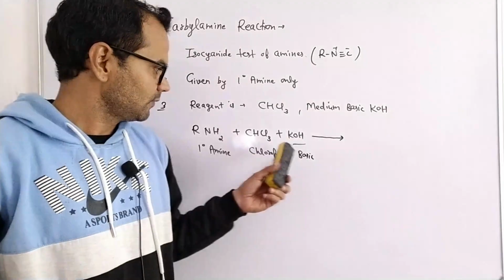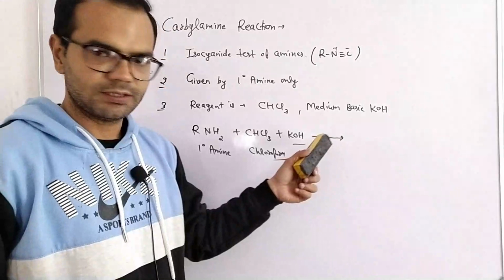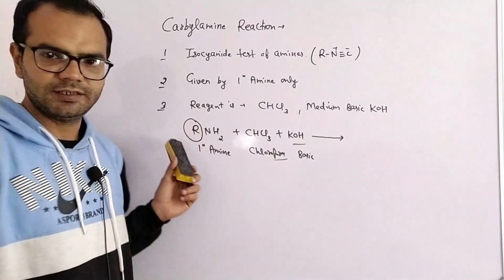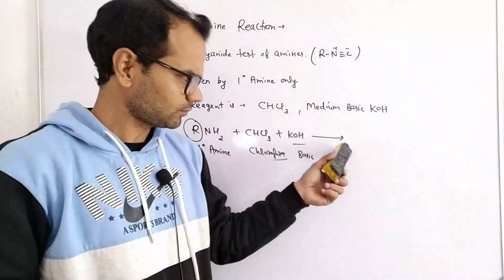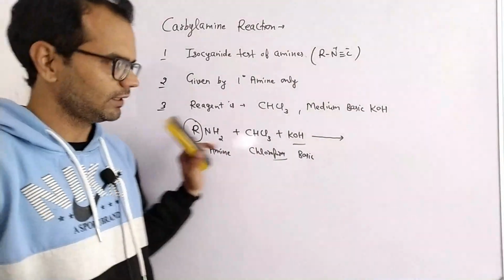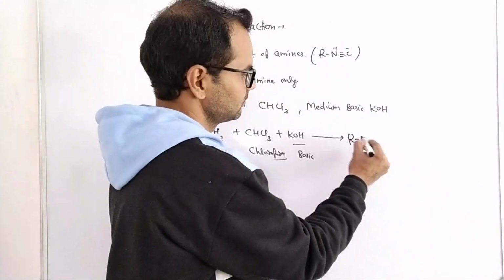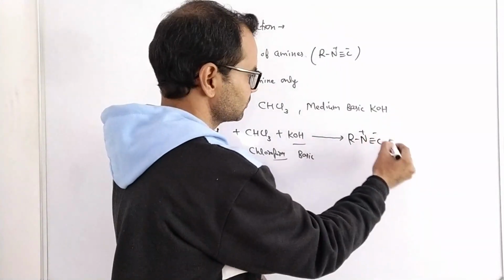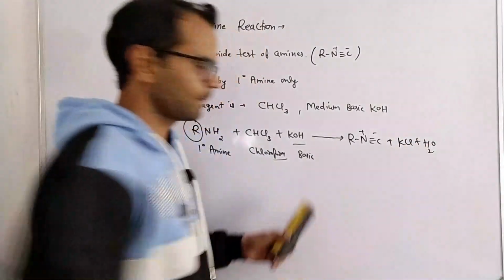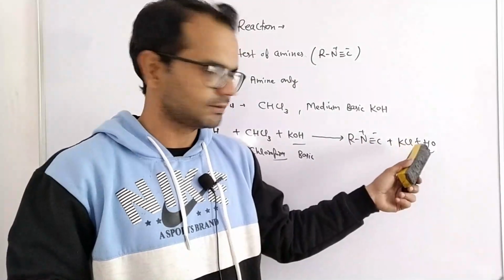So in basic medium, chloroform reacts with a primary amine to form an alkyl isocyanide or an aryl isocyanide depending on this R. If this is aliphatic, then an aliphatic isocyanide is formed. If this R is an aryl group, then an aryl isocyanide is formed. So after the reaction, we obtain alkyl isocyanide plus KCl plus water.